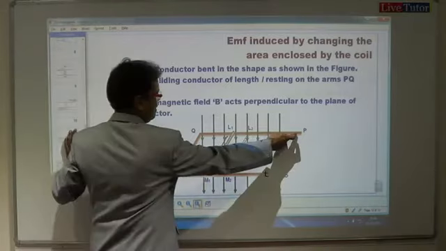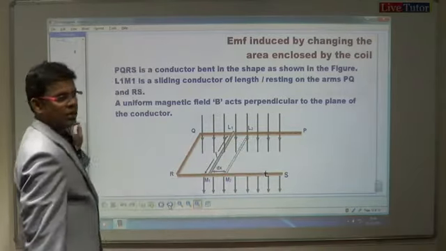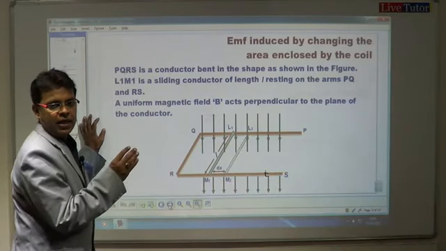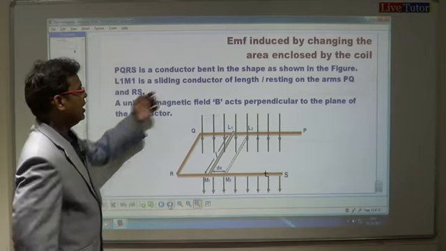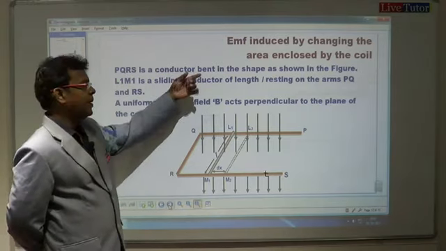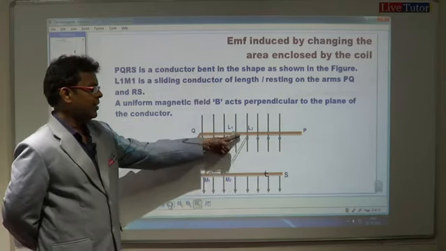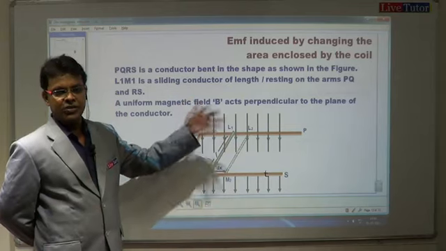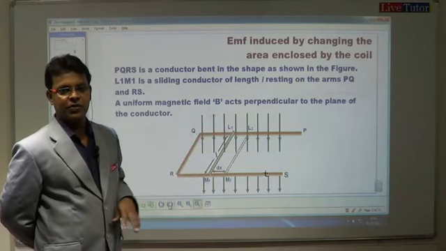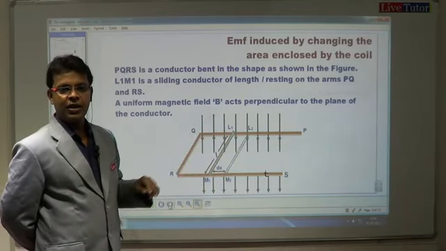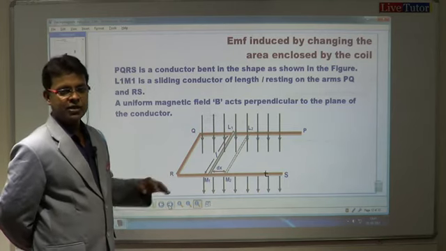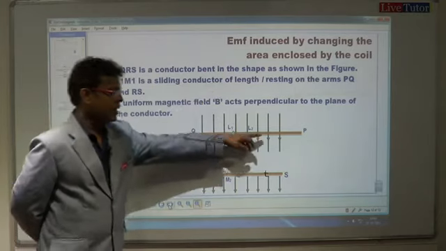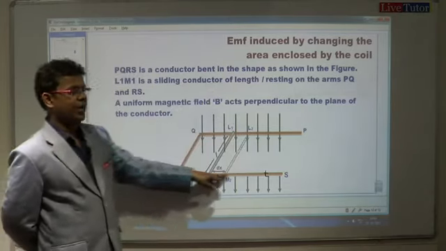This is the coil where it is like a rectangle, but one side it is kept open. Okay? Right. Now we will say PQRS is the conductor or coil, bent in the shape. என்ன வடிவத்துல இருக்கு பாருங்க, பா மாதிரி இருக்கு இல்லையா, தமிழ்ல எழுத முடியாது. That is why we say as shown in the figure. தமிழ்ல பா வடிவத்தில் வளைக்கப்பட்டது அப்படினு சொல்லலாம். But here we cannot say. So we say PQRS is a conductor which is bent in a shape as shown in the diagram or figure.